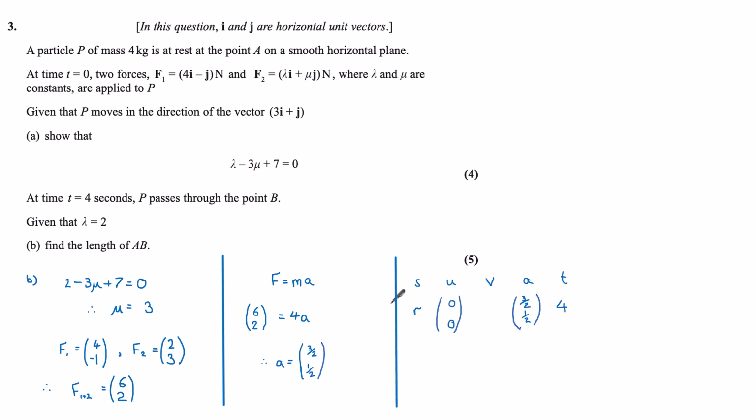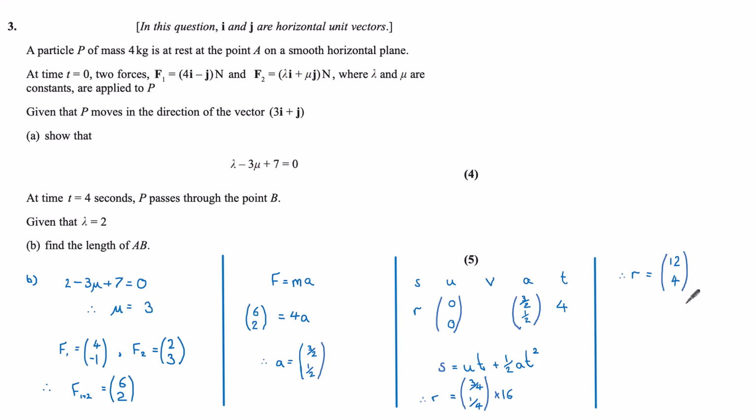Now I can use suvat. I want to find the position vector of this particle after it has moved for 4 seconds. We're starting at A and we're ending up at B after 4 seconds of movement. Notice the particle is at rest at point A, so my initial velocity is 0. As a vector, that's 0i, 0j. s equals ut plus half at squared. r, therefore, is equal to three quarters times 16, so my position vector r is 12i plus 4j.